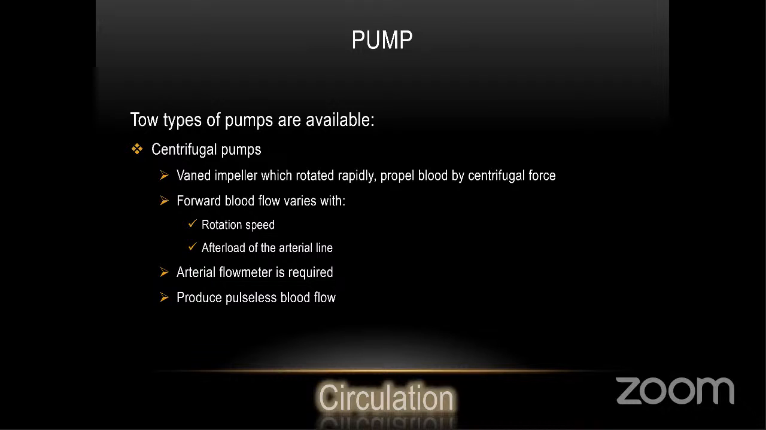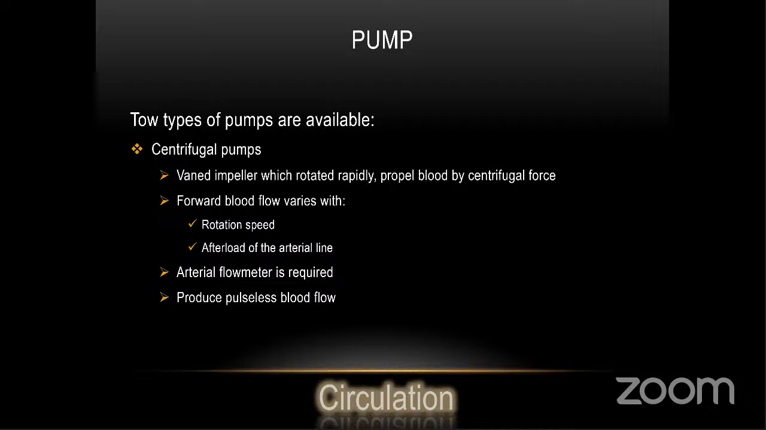Two types of pumps are available. Most heart-lung machines use two different types of pumps in the same circuit. The first one is the centrifugal pump, and the second one is the roller pump.